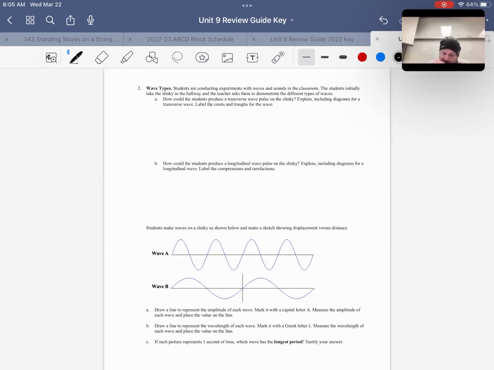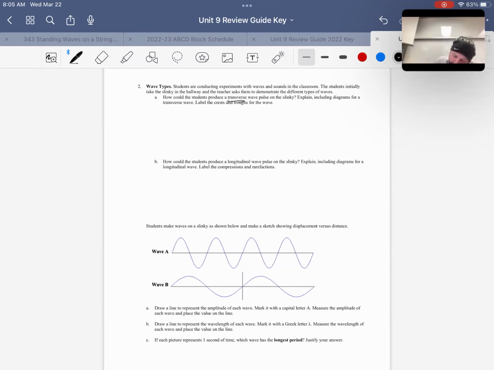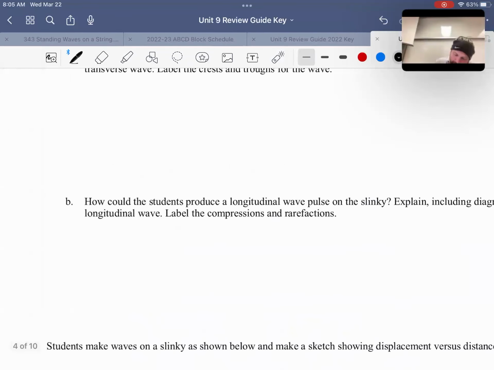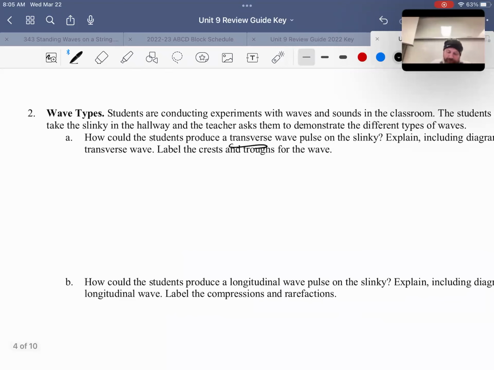So the students are conducting experiments, and you want to figure out how would you make it, and what would it look like? So first off, how would you make the transverse wave here? All right, so the transverse wave, you want to move your arm side to side or back and forth. We'll say move your hand back and forth. But the key is, do you move it back and forth perpendicular, or do you move it back parallel to the way the wave moves? And so that's going to be the key for that.